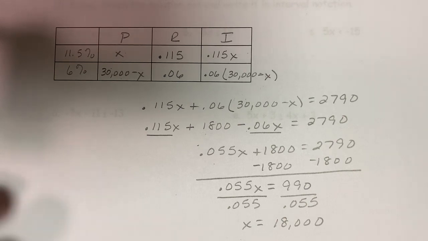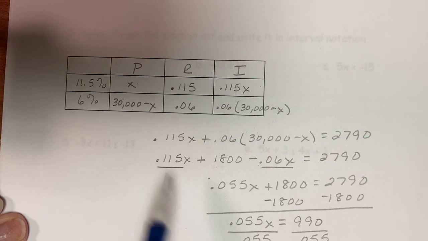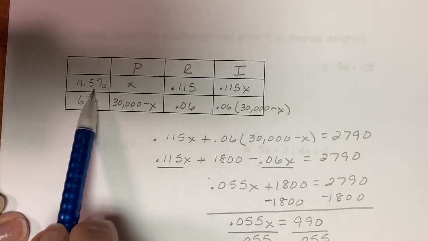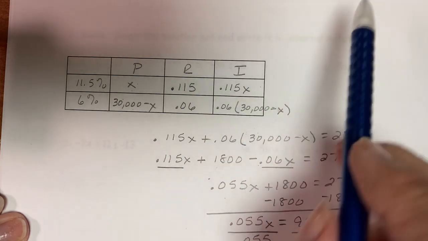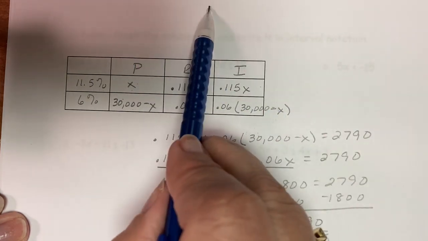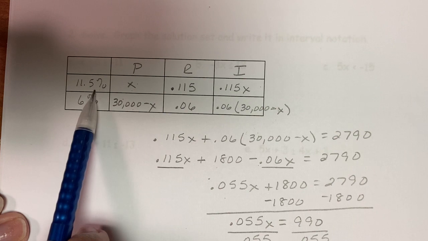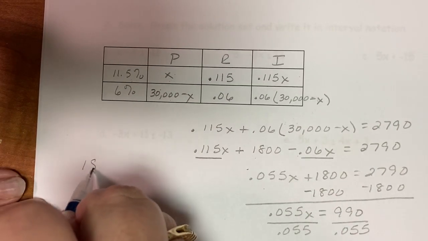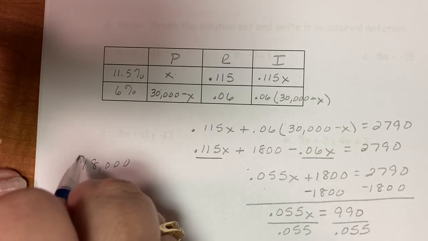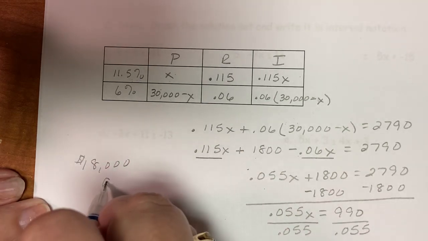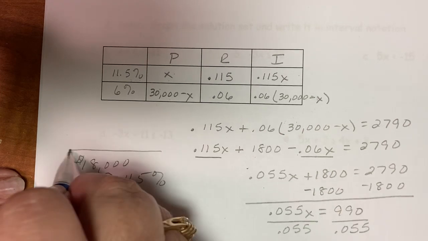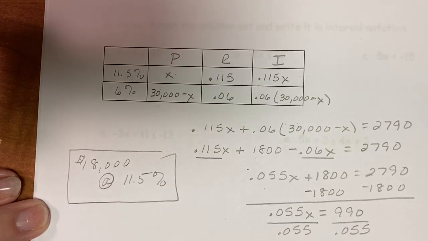All right, so what did I just find? I found this x. I found the amount that she invested at the 11.5%. Now remember, they only are asking for the amount that she invested at 11.5%. So I've just found my answer. She invested $18,000 at 11.5%. And there you go.